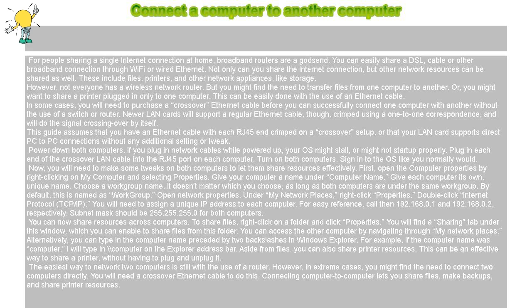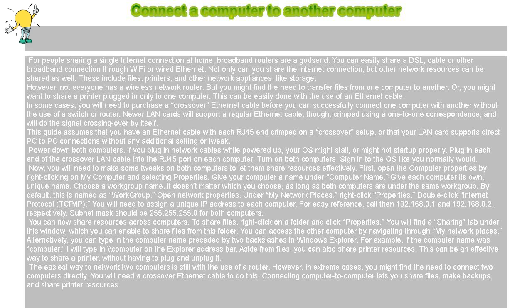Open Network Properties. Under My Network Places, right-click Properties. Double-click Internet Protocol, TCP/IP.